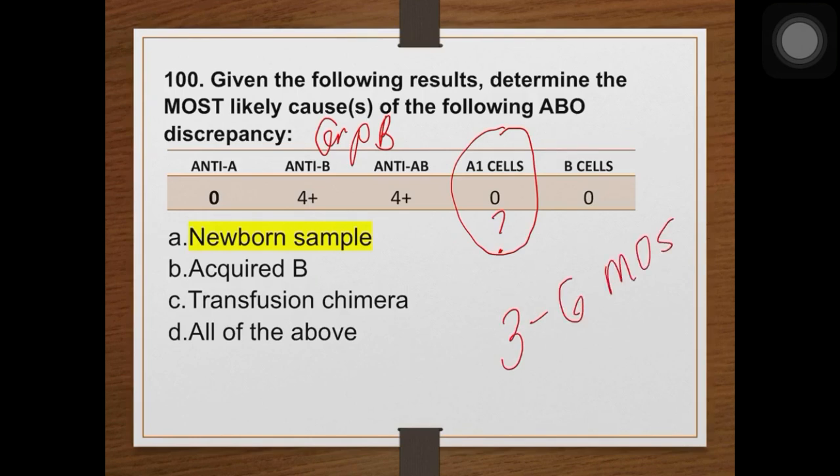Yung mga elderly patient, group B na elderly, as we age, nagdi-decrease ang production ng antibodies. Another, yung mga immunosuppressed, na-depress ang production ng antibodies. So, correct answer number 100, letter E.